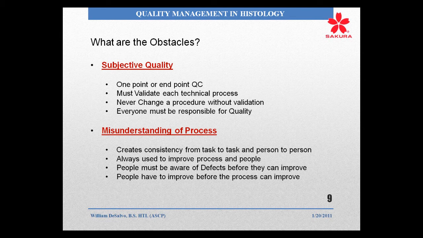But people must be aware of defects before they can improve. If you're doing something wrong and no one tells you that you're doing something wrong, you'll continue to do that until someone points it out for you. And that's exactly what a quality management system is about. And people have to improve before your process can improve. So pretty much like dominoes being laid out as you move forward. You have to identify what your issues and defects are before you can move to the people and process development.